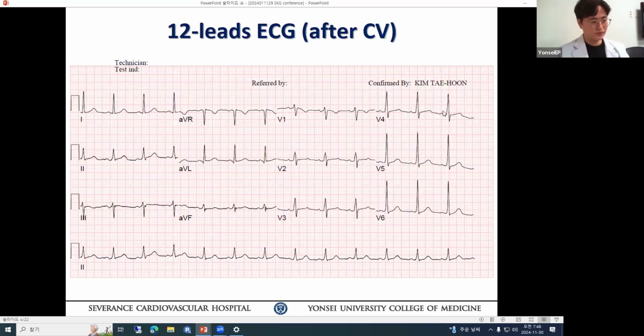I'll show you the next one. Okay, let's see. Let me ask a question to the team. If you bring the patient to the EP lab, do you ablate only the accessory pathway, or AF together?